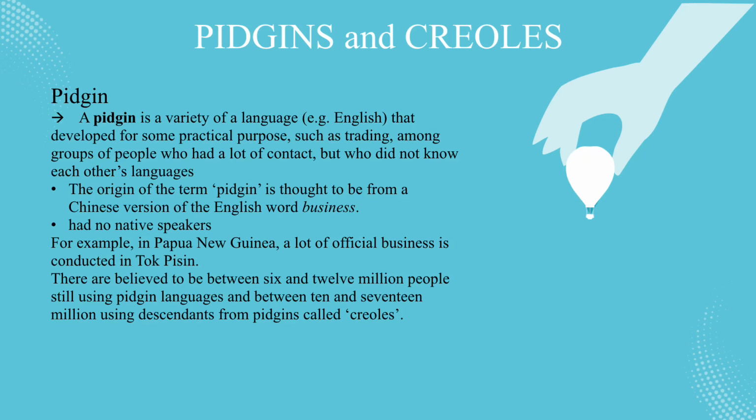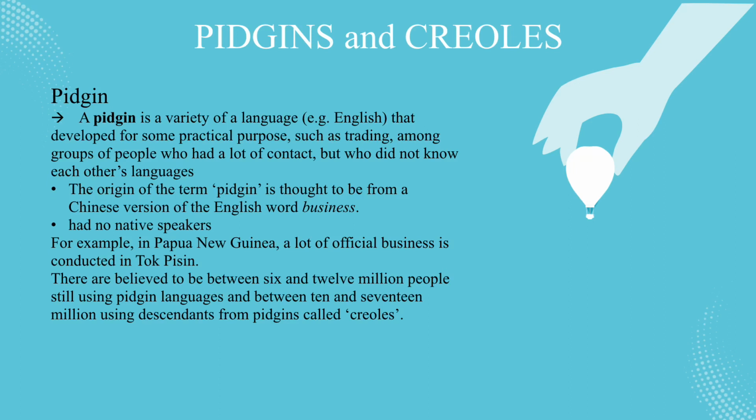Pidgins and creoles. Pidgin: a pidgin is a variety of language, for example English, that developed for some practical purpose, such as trading among groups of people who had a lot of contact but who did not know each other's language. The origin of the term "pidgin" is thought to be from a Chinese version of the English word "business." It had no native speakers. For example, in Papua New Guinea, a lot of official business is conducted in Tok Pisin.